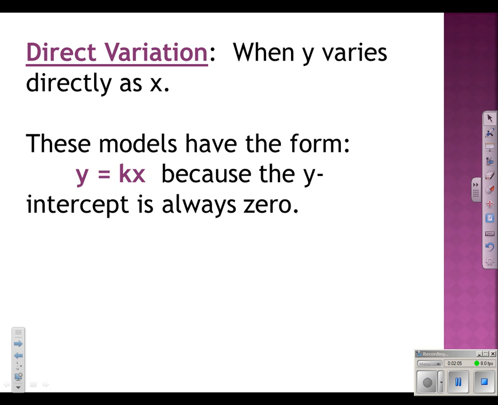All right, another linear model or another mathematical model is direct variation. This should sound familiar. You worked with it in algebra and in algebra 2. Direct variation is when y varies directly as x. These models have the form y equals kx because the y-intercept is always 0. There's not going to be that number at the end like in y equals mx plus b. k is called our constant of variation.